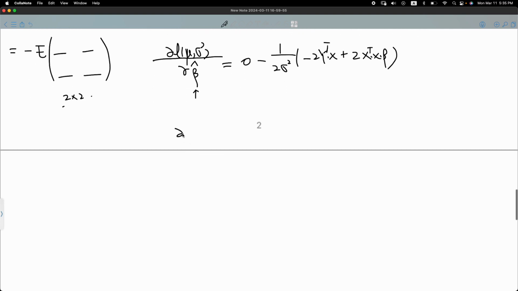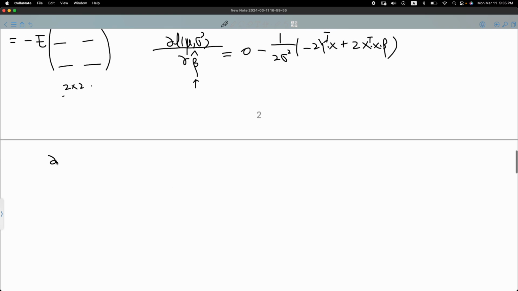And then we also need the second order derivative, d beta and then another d beta. Just to make it more rigorous, maybe I will not put the hat notation here. Without the hat notation, that means we still consider this as an unknown parameter.